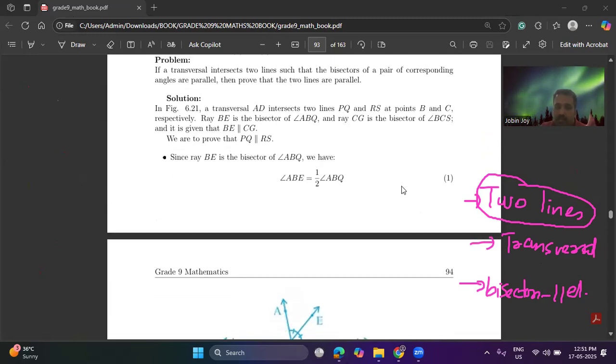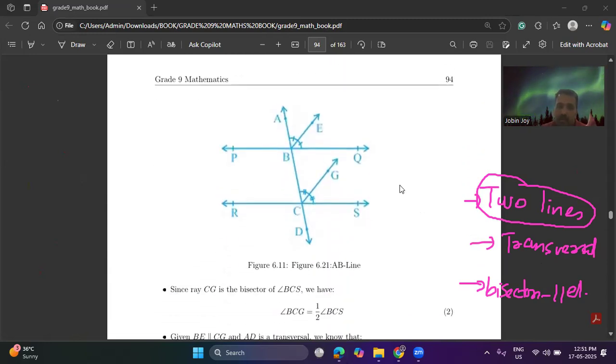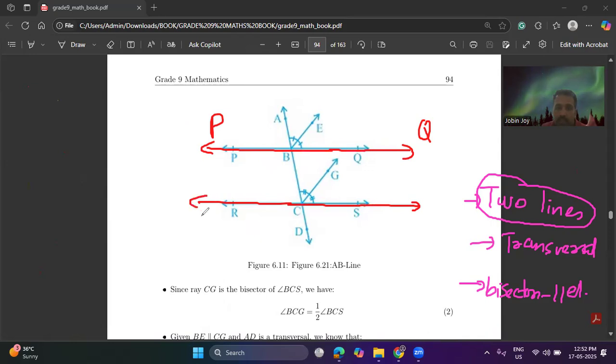So first we will check the figure. Okay, this is our figure. We have two lines, these are our two lines. This is line PQ, and this is line RS. Our aim is to prove that these two lines are parallel. And there is a transversal. This line is called a transversal.